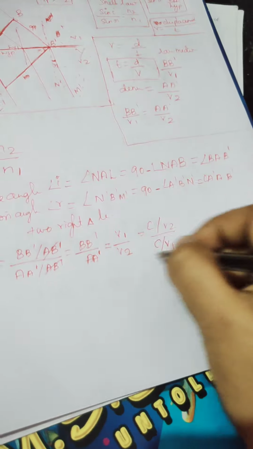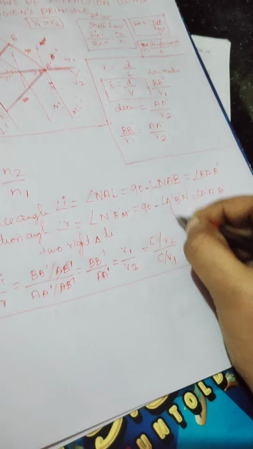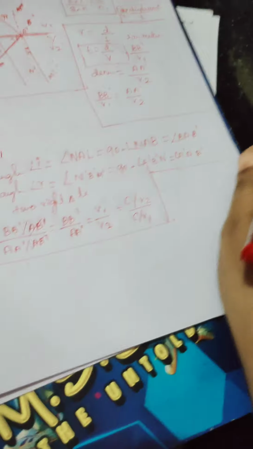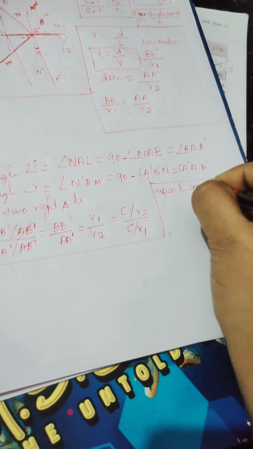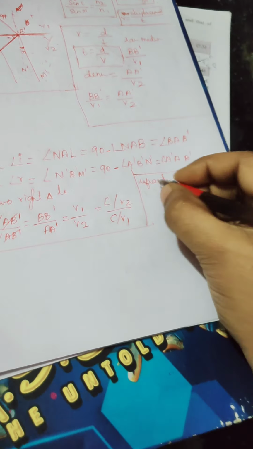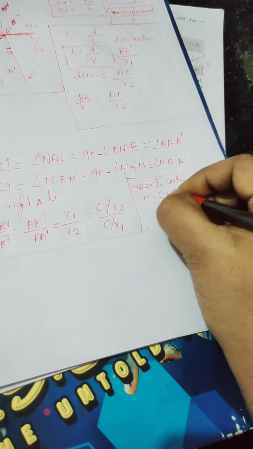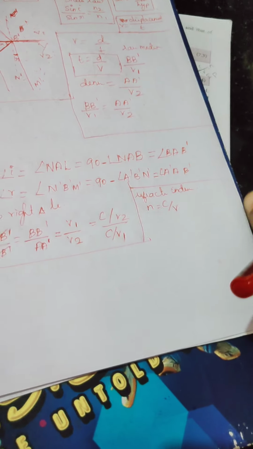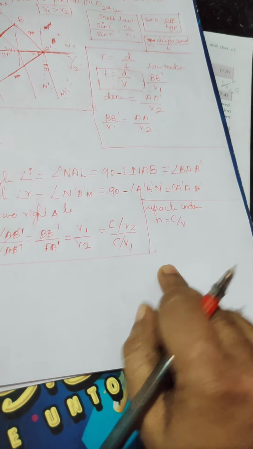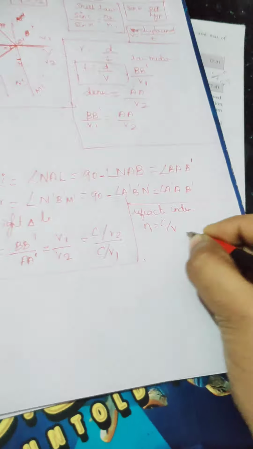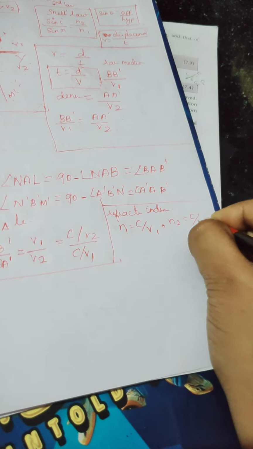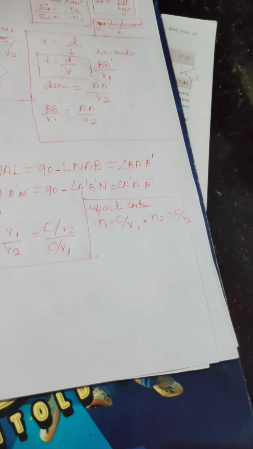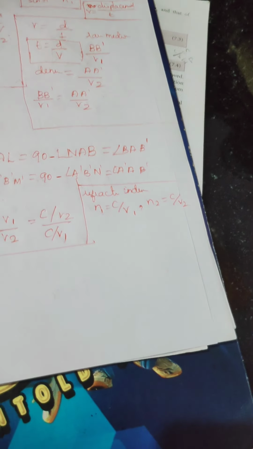How this derivation came, I will explain now. This is very important. First we will take the refractive index formula. What is the refractive index formula? N is equal to C by V. So for medium 1, N1 is C by V1, and for medium 2, N2 is equal to C divided by V2. This is the formula we have.